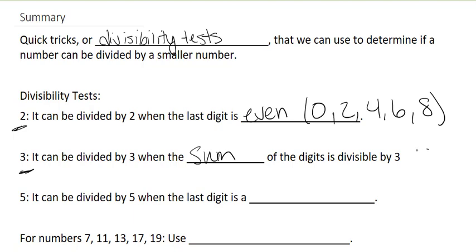So this is kind of like 21. So 21, we would add the digits together, so 2 and the 1, which equals 3. Then 3 can be divided by 3 because that equals 1. So we would say 21 is divisible by 3. Then 5, it can be divided by 5 when the last digit is a 0 or a 5. And then for numbers like 7, 11, 13, 17, and 19, we're going to use long division.